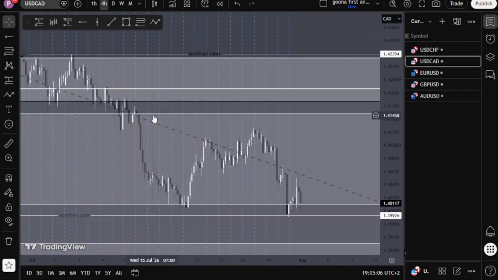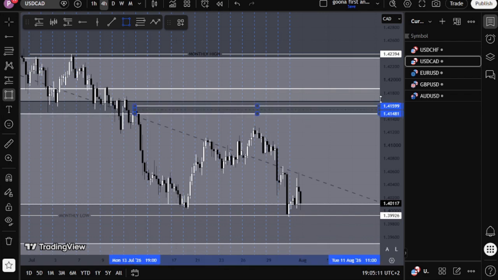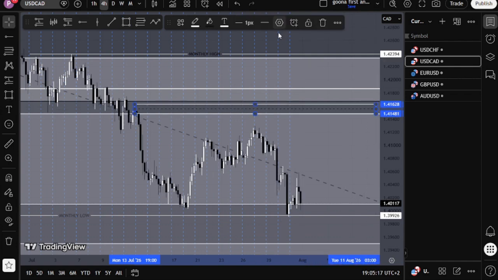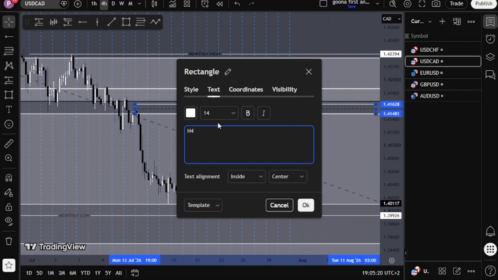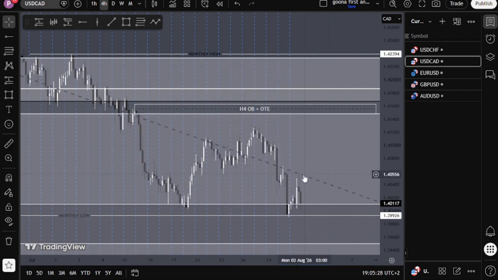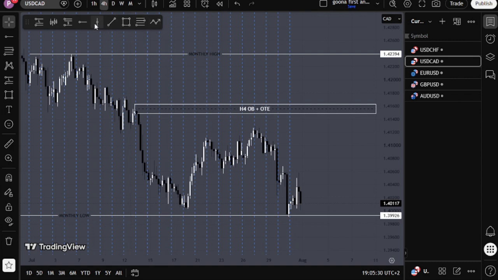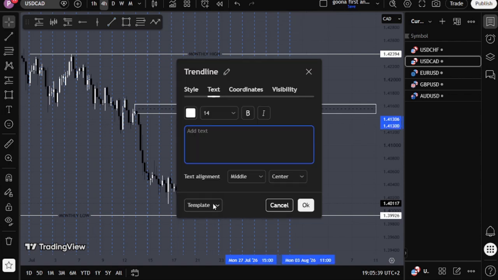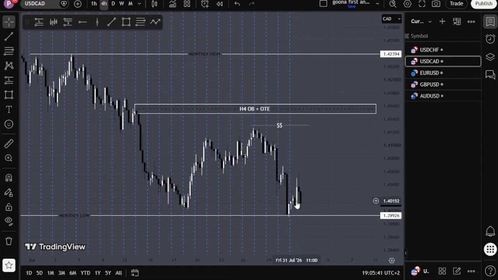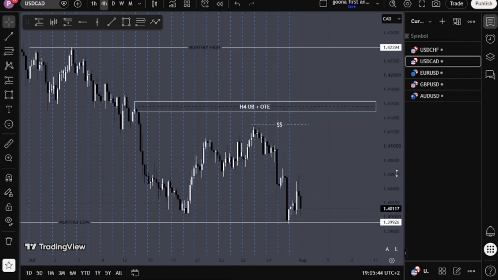On the 4 hour we have this order block as a point of interest. 4 hour order block, there is resting liquidity here. So that's a sweep liquidity for pushing down.